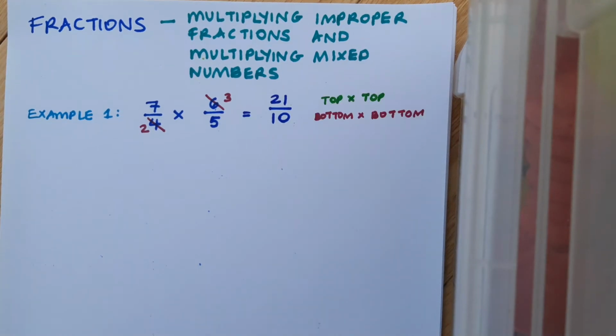So the rules for multiplying proper fractions that we saw in the last video and improper fractions are pretty much exactly the same. You cancel first of all if you can, and then you multiply. Now you can see here that my answer, 21 over 10, is an improper fraction, but I'm quite happy to leave it like that unless I'm asked to change it into a mixed number.